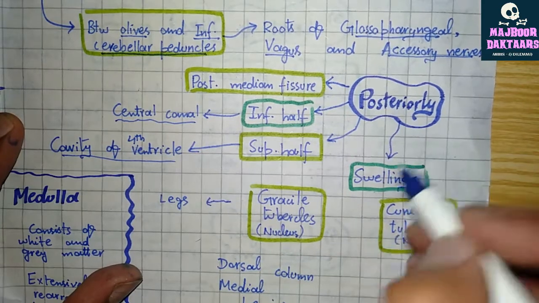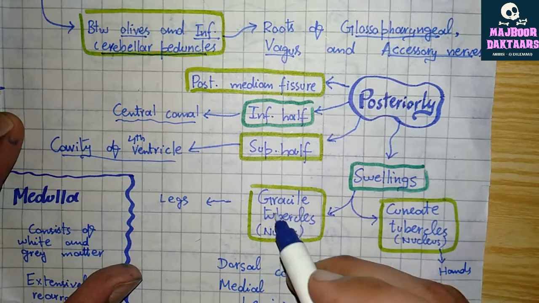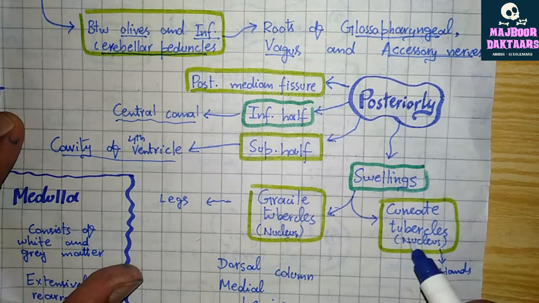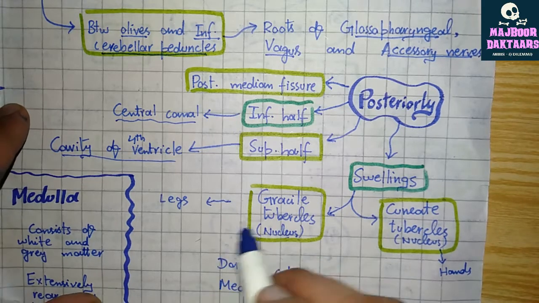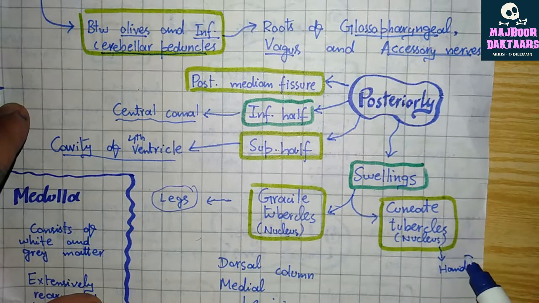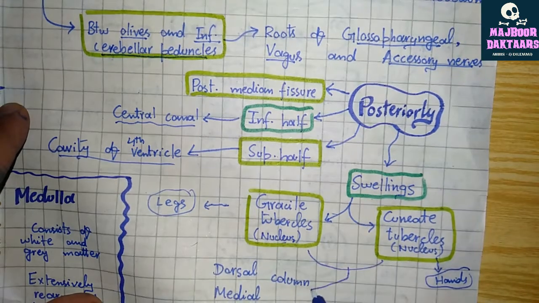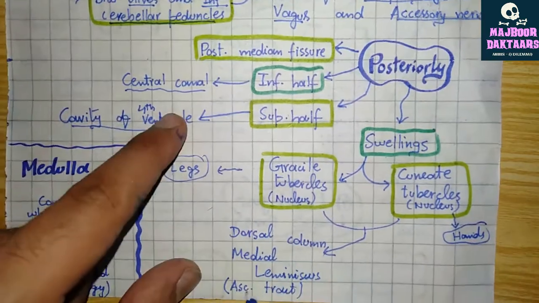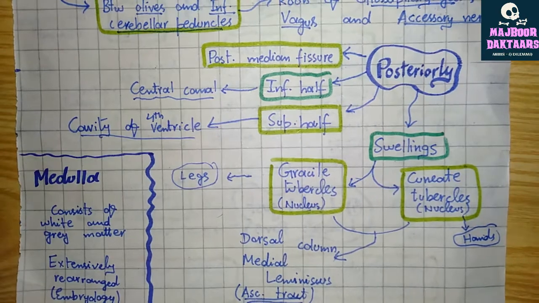Posteriorly, we can also see swellings like the gracile tubercles and cuneate tubercles, which are due to the nucleus gracilis and nucleus cuneatus. A quick recap is that the nucleus gracilis controls the legs and the nucleus cuneatus controls the hands. Both of these give rise to the dorsal column medial lemniscus tract, which is an ascending tract, that is to say, a sensory tract.